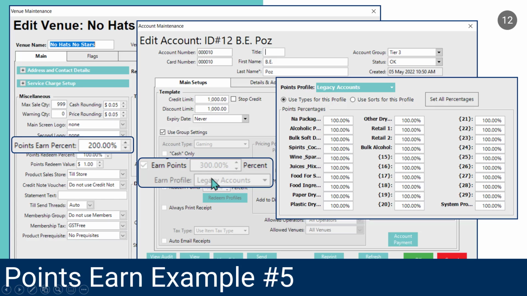And again, the points earned system could be made even more complex and specialized by using a points profile with different percentages for sorts or types, and different points earn rates all throughout the system, but we're keeping things relatively straightforward here with a points profile that's got everything set to 100% and just kind of adjusting and tweaking these percentages here to be able to then scale that points profile up or down.